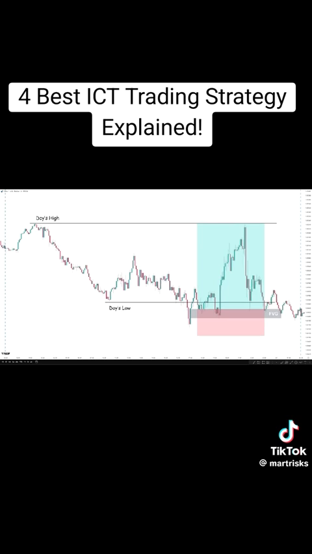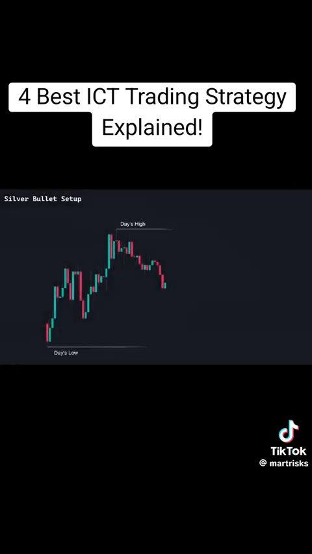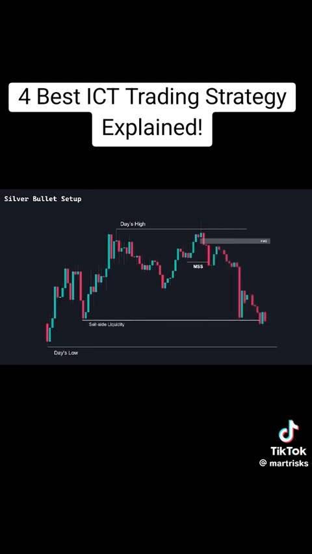Now let's go over the Silver Bullet strategy step by step one more time. First, mark the day's high and low before the New York session opens. Next, wait for the price to sweep liquidity beyond these levels and return inside the range. Then, look for a market structure break below a key demand level to confirm the reversal. After that, identify a fair value gap and set your entry within this zone, and set your targets at important resistance levels.